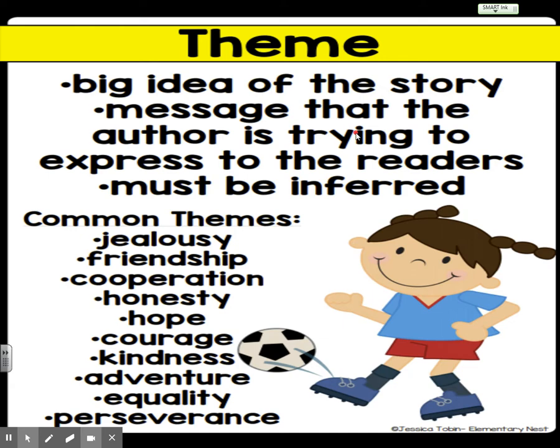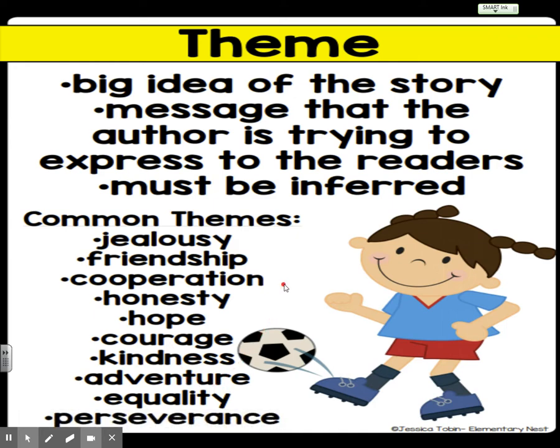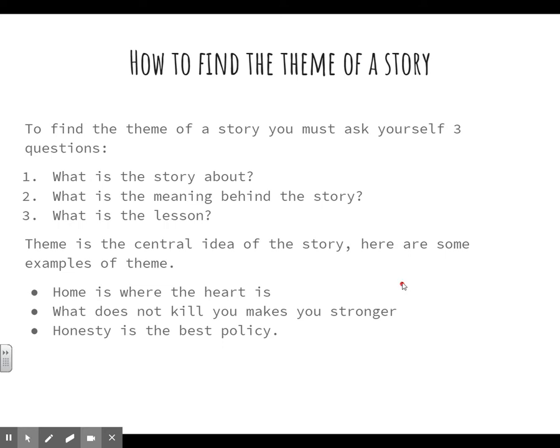Think about Little Red Riding Hood. The author doesn't say that the theme is not to talk to strangers. You have to use what you already know, your reader brain, and what the author's telling you to figure that out. Here are some common themes: jealousy, friendship, cooperation, honesty, hope, courage, kindness, adventure, equality, and perseverance.